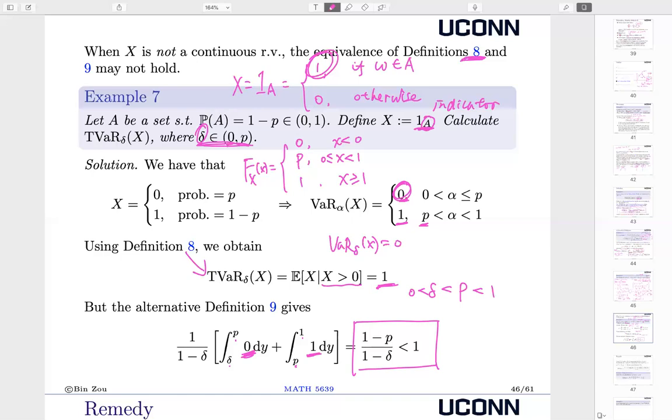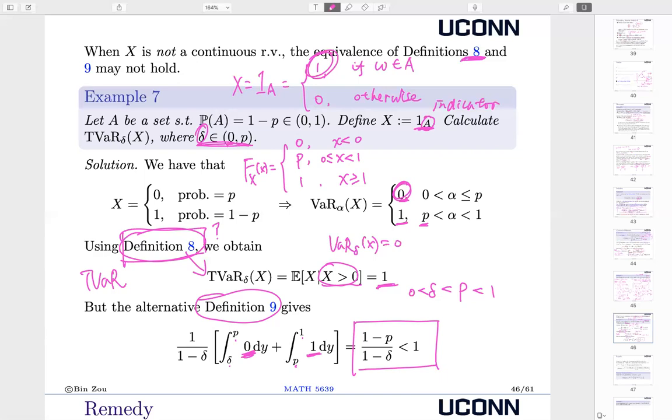And then we have a trouble, because we have two definitions for TVaR, and they lead to different numbers. The first definition is bigger than the second one. So we need to do something, and we decide to work with this one. We think there is something wrong with definition 8. Why? It comes from here.